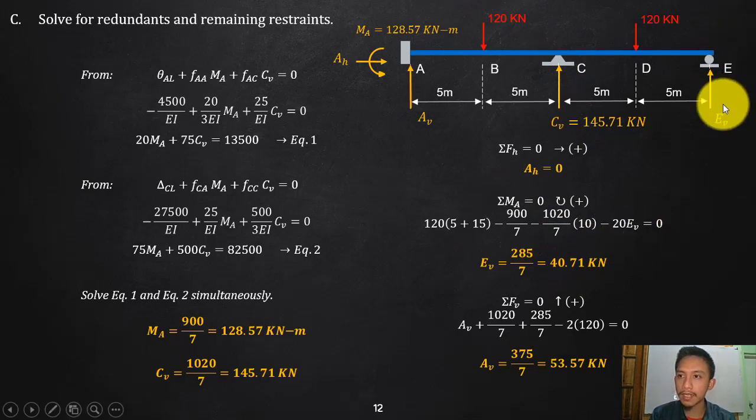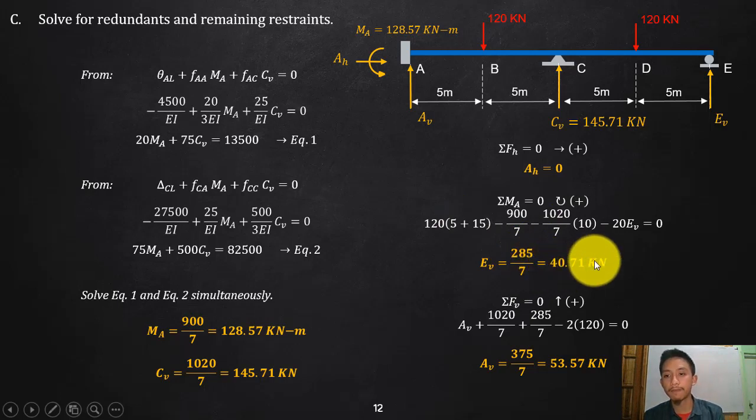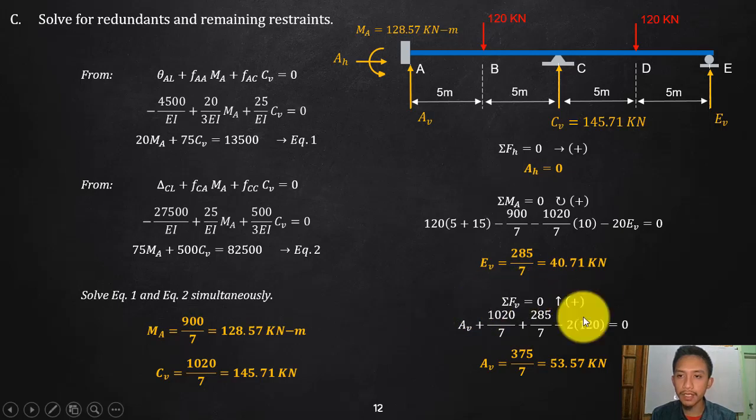And then of course your unknown here, which is the reaction at EV, which has a moment arm of 20 and negative, since that is counterclockwise. So equate that to 0, equilibrium again. So solving for EV, that is just algebra, you will end up with 285 over 7, or in decimal, that is 40.71. And then, of course, summation vertical, the only remaining unknown is AB.